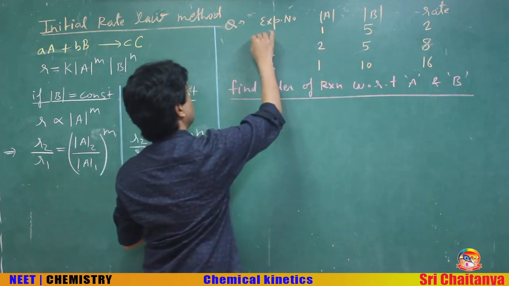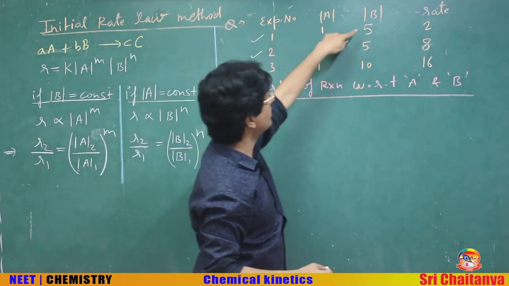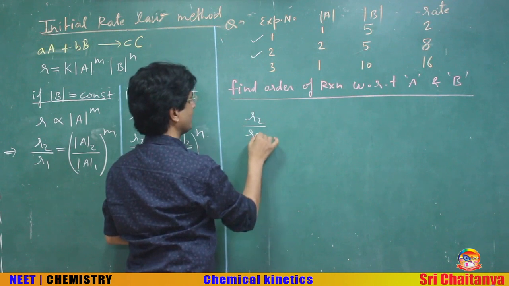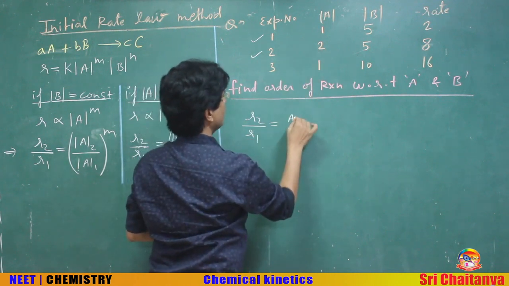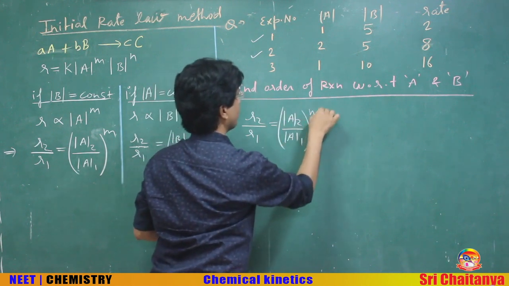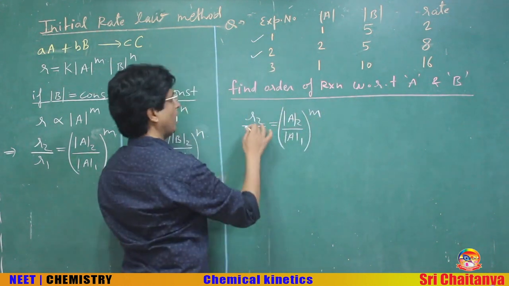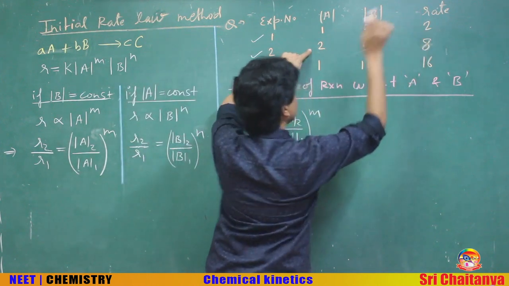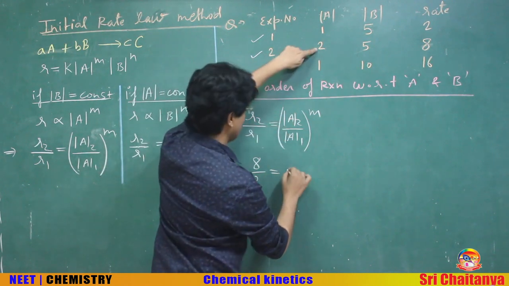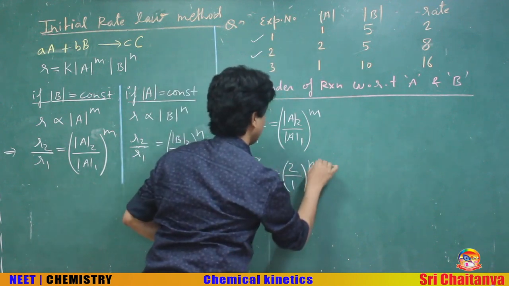So I'll take first 2 readings. In these 2 readings, you can see that concentration of A is changing, but concentration of B is fixed, constant. So I can say that R2 by R1 will be equal to A2 by A1 to the power of m. I'm assuming that the order of A is m. So R2 will be 8, R1 is 2. So 8 by 2 will be equal to concentration of A2 is 2, concentration of A1 is 1, to the power of m. So solve it.